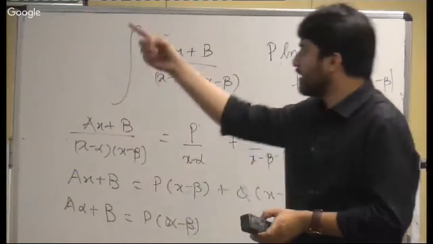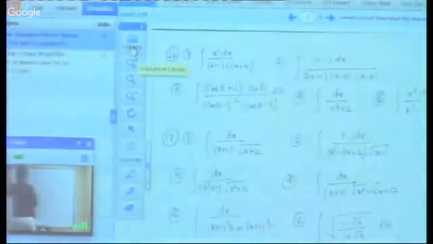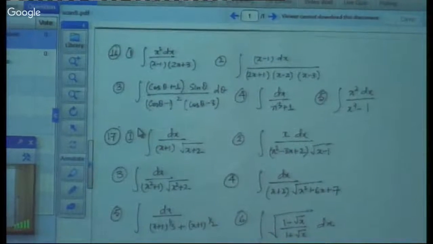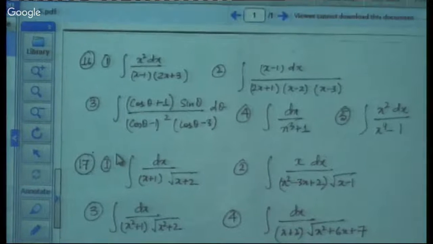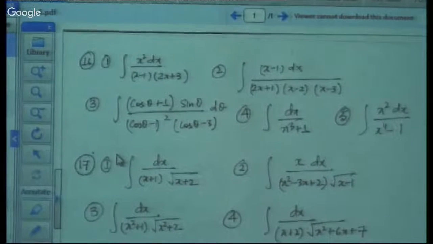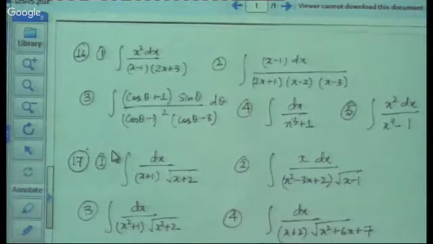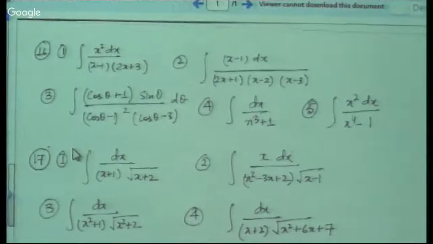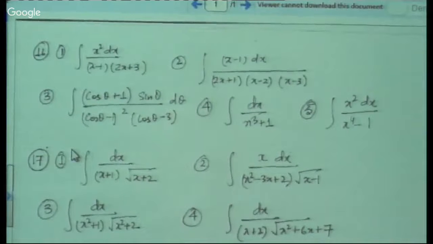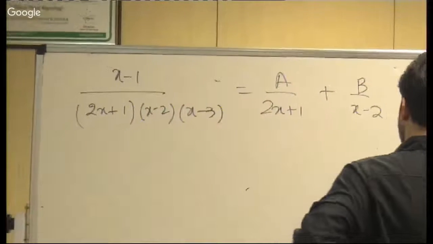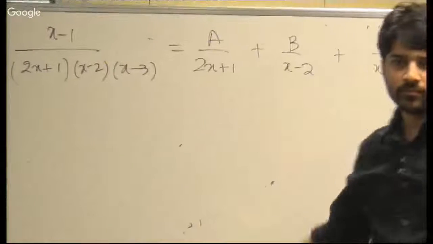We'll see. Next question, what do you see? You see the question number 2? We have a linear thing up and a cubic thing down, and although the cubic thing has been factorized, I can say my fraction (x minus 1) upon (2x plus 1) into (x minus 2) into (x minus 3) is nothing but a by (2x plus 1) plus b by (x minus 2) plus c by (x minus 3).